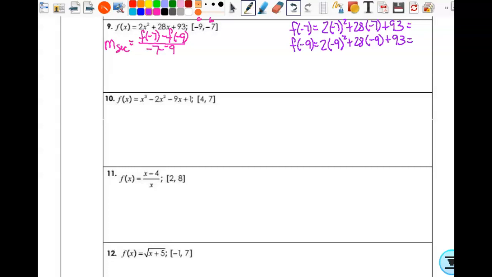What did we get for f of negative 7? Negative 5. Did I give you enough time for the other one too? Maybe, maybe not. You're still typing. 3? Okay.